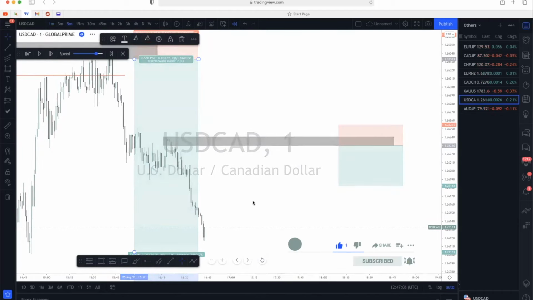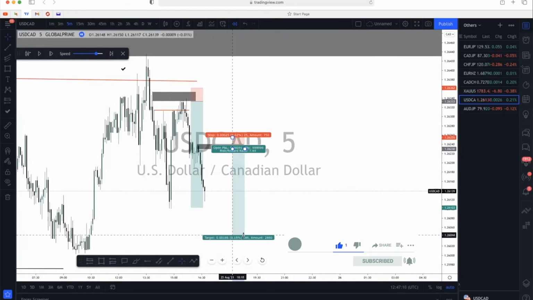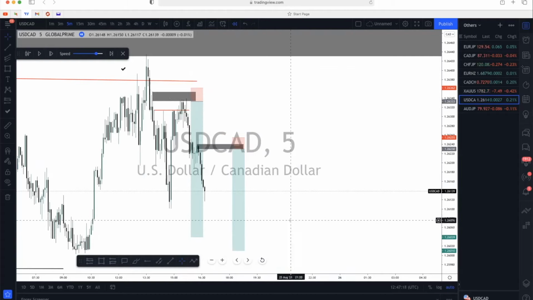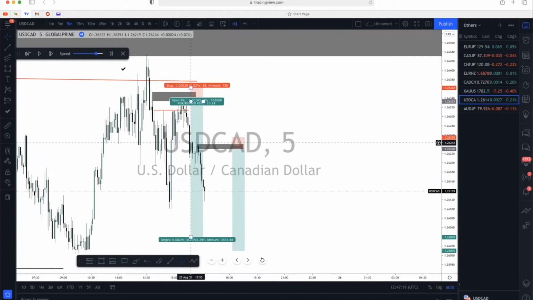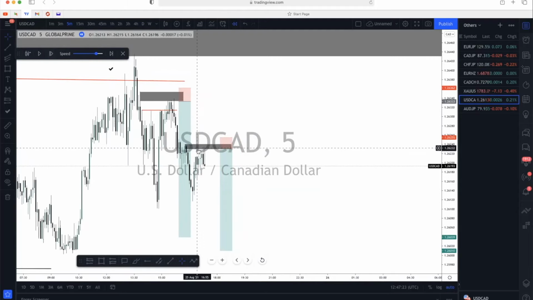Let me go to 5 minutes time frame. In 5 minutes time frame, let me bring this to 1 to 10. This is 1 to 10. So that is the zone I'm actually looking out for. Let's see which one it actually gave us. Right, and this trade was activated. The second one was activated.